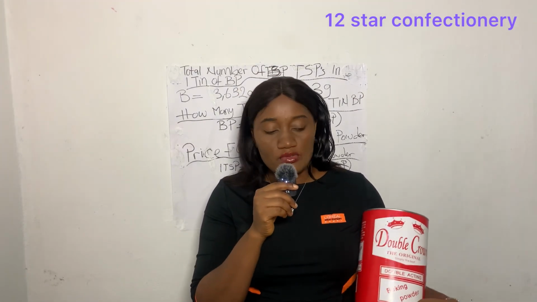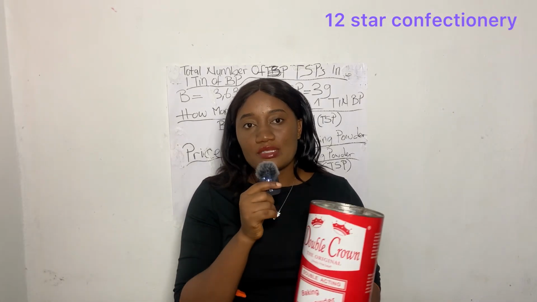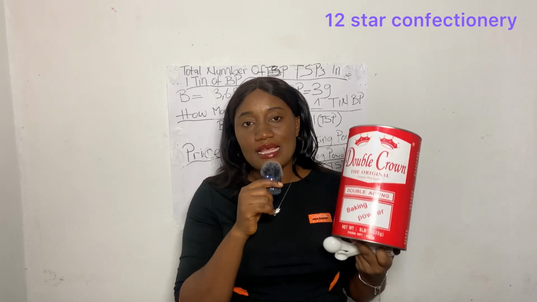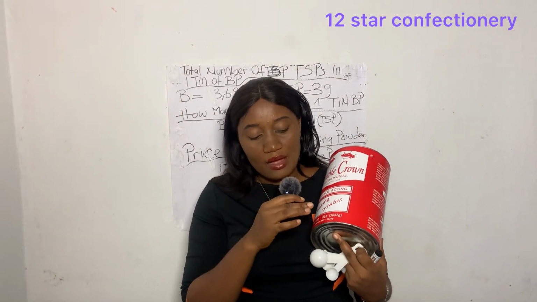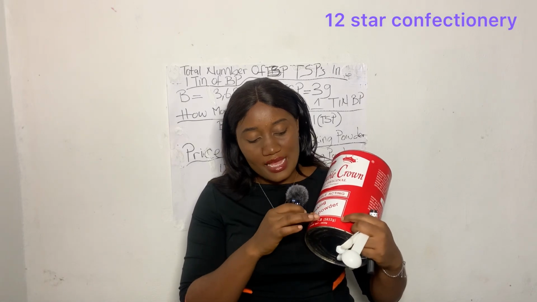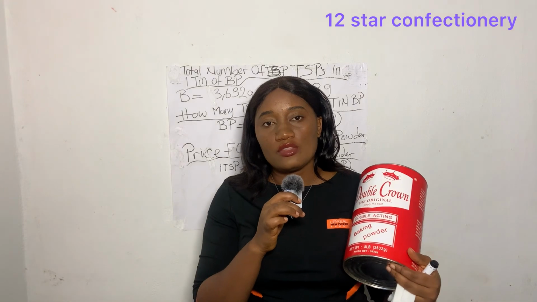So first of all, this is the baking powder I'm using. You need to know the amount of baking powder you bought. I bought this baking powder for 10,000 naira, and the total grams of this baking powder is 3,632 grams. Do you understand?